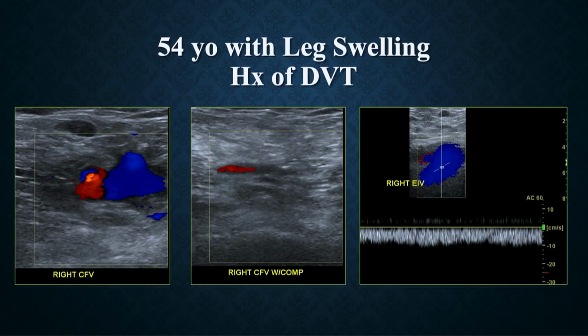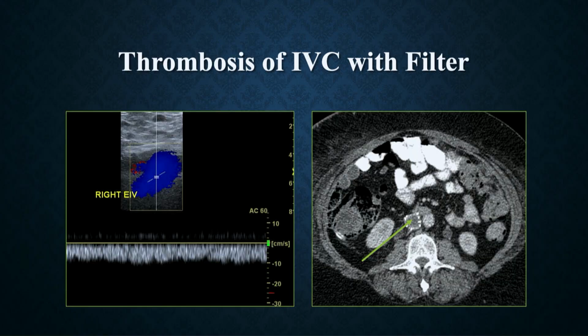Here's another example, 54-year-old presenting with leg swelling, history of DVT. And we're looking at the common femoral vein. Common femoral vein compresses, but the waveform is flat. It's lost its phasicity. Now, we've seen this already. Now we know there's something going on above that level. We could say that there's no evidence of DVT, but we know there's something going on because we've lost our phasicity. And sometimes we can visualize that by moving up with ultrasound. Sometimes we need to get a correlative study. This patient had a history of a filter, and you can see that the IVC is thrombosed at the level of the filter. That's why they don't have phasicity.